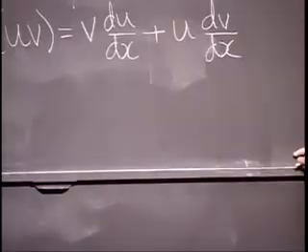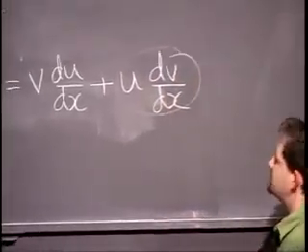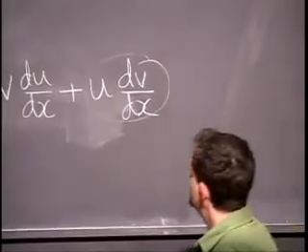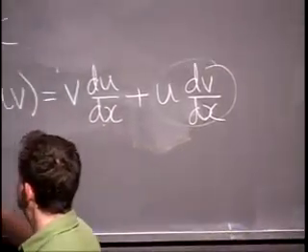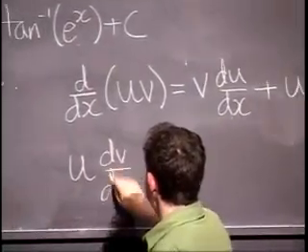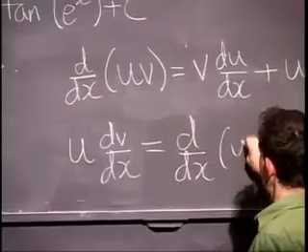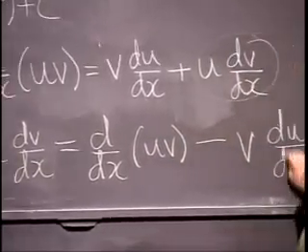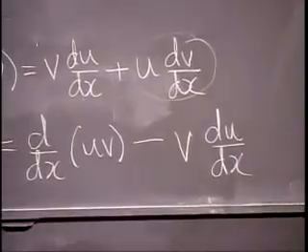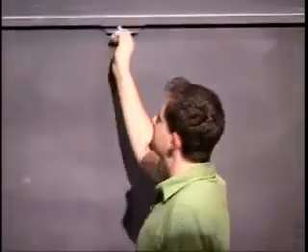So now let's bring this around and make that the subject. Solve for this by subtracting that term, and you're going to get u dv/dx is the derivative of uv minus v du/dx. All right, not very exciting. We're supposed to be doing integration, so let's just integrate this.